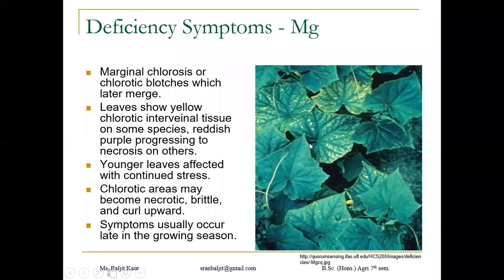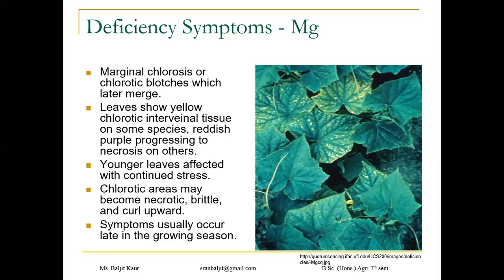Leaves show yellow chlorotic interveinal tissues. So veins are green in color and interveinal tissues are yellow in color, right? Reddish purple progressing to necrosis on the other, and there will be necrosis if the deficiency is more. Younger leaves are affected with the continued stress. The deficiency of magnesium is shown firstly on the older leaves, but if it is not corrected, then the younger leaves will also get affected.